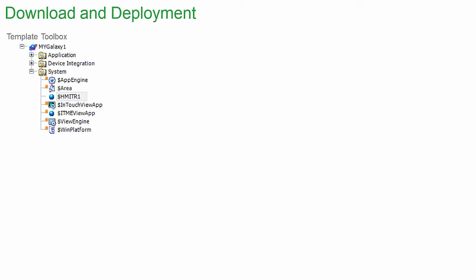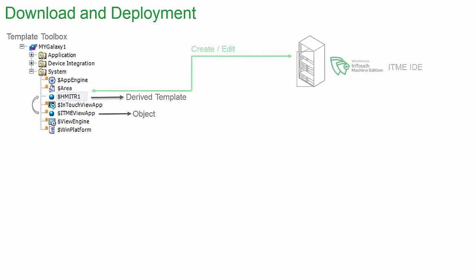This is a diagram that shows the main steps on how to use the InTouch Machine Edition object. So you'll see a snapshot from the template toolbox here, and we already have the object ITMEViewApp imported to the template toolbox. Then the first step is to create a derived template for this object. In this case, I renamed it to HMI TR1. And then you can use the interface on this object.